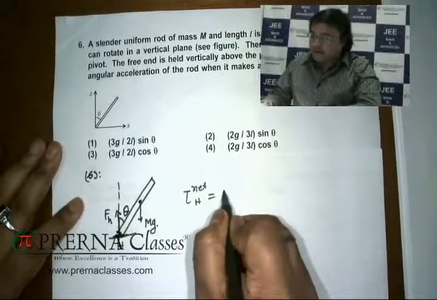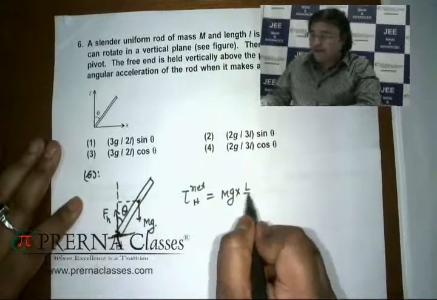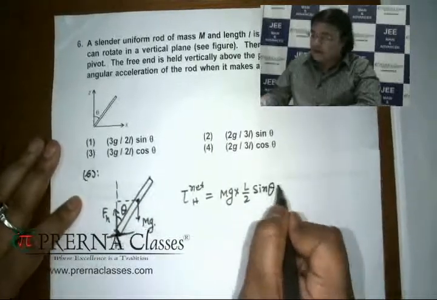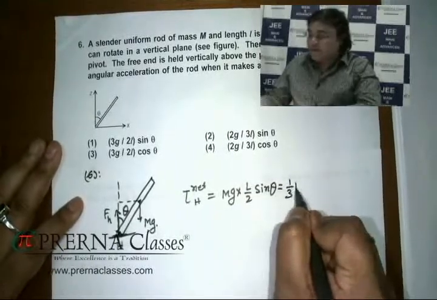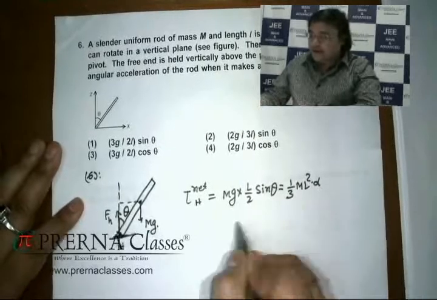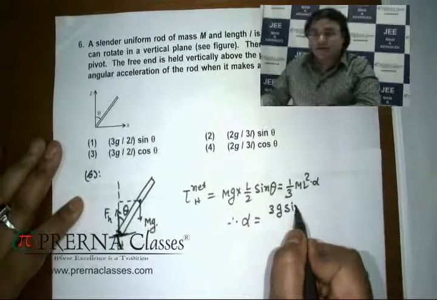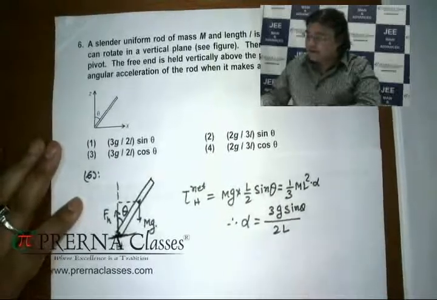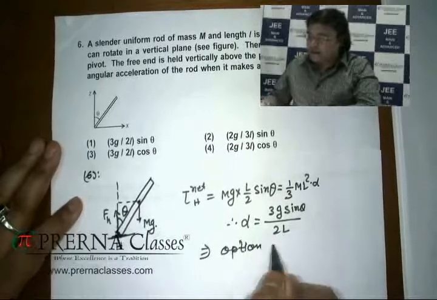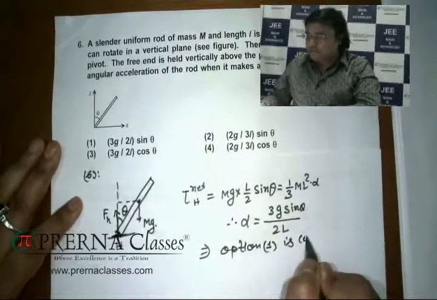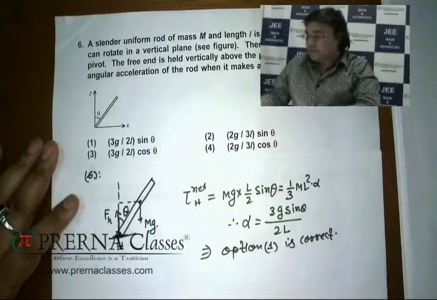So only we have to consider the torque of mg about the given point. If we write here torque about H, we have to consider the torque of mg. So mg into the perpendicular distance, which here is L by 2 sine theta. And you know torque is moment of inertia into alpha. So I about that point is 1 by 3 mL square, and alpha. So the value of alpha comes to 3g sine theta divided by 2L. So the correct option is option 1. Okay?